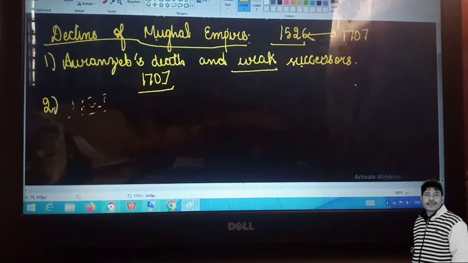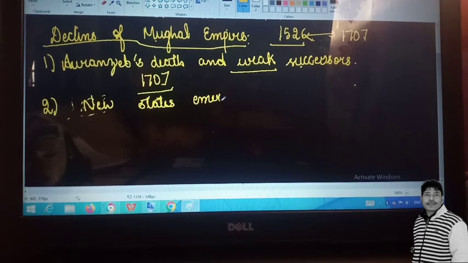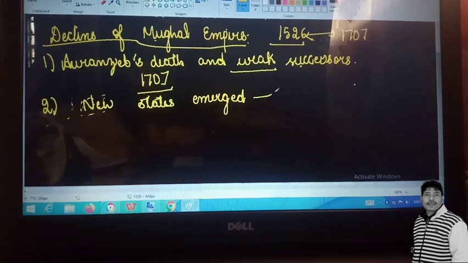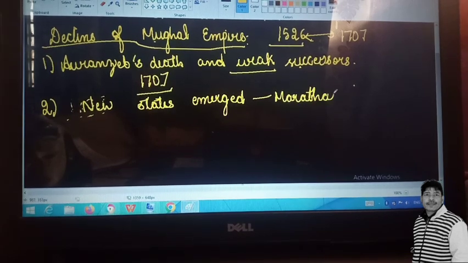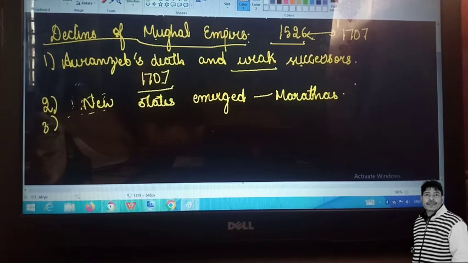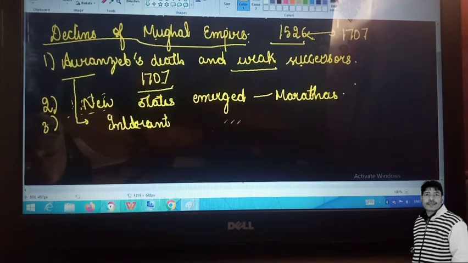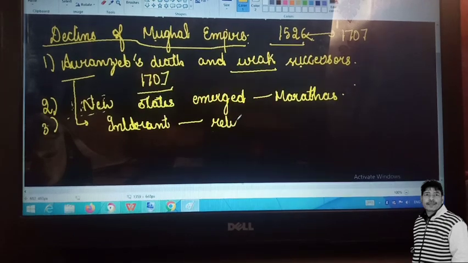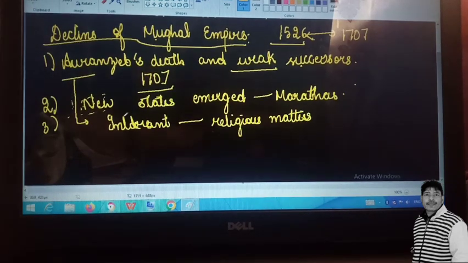Number 2. New states emerged such as the Marathas, who expanded their influence over North India. The Mughal Emperor Aurangzeb was intolerant regarding religious matters. He was dogmatic and a bigot.